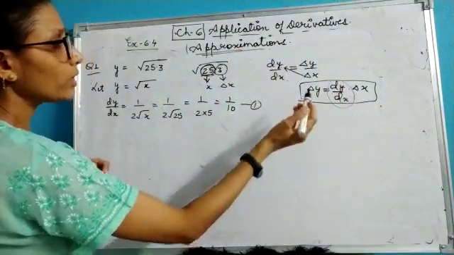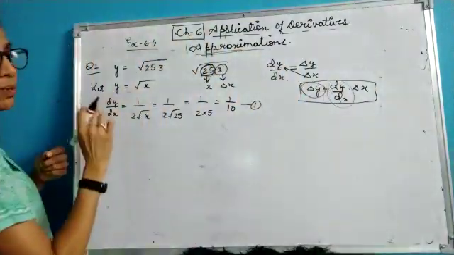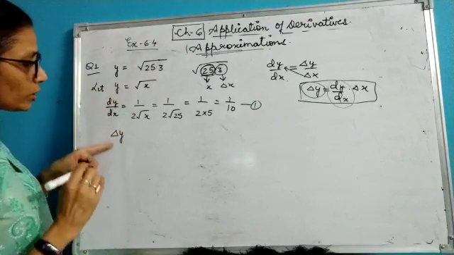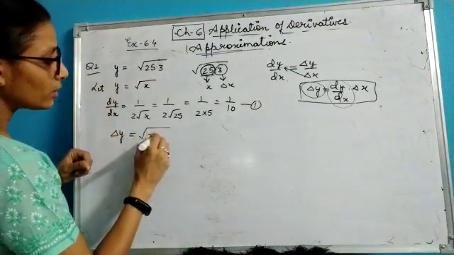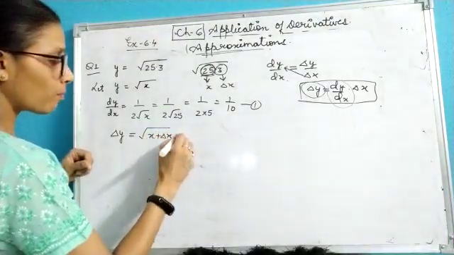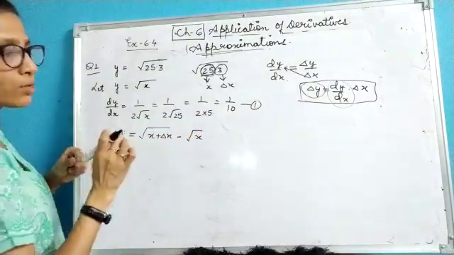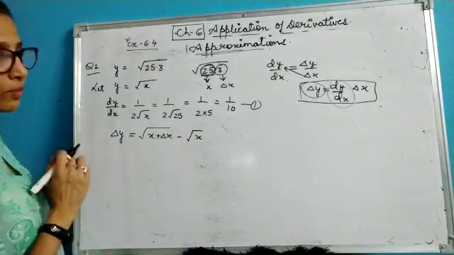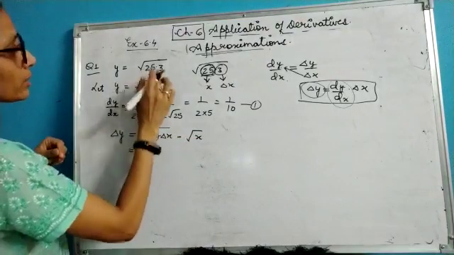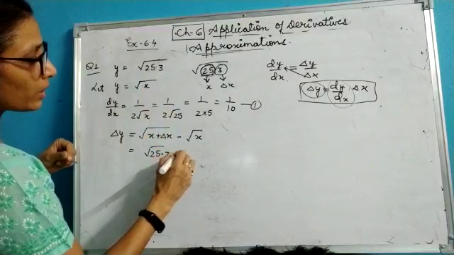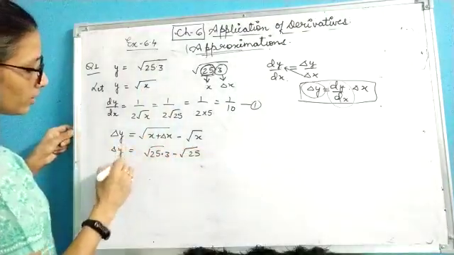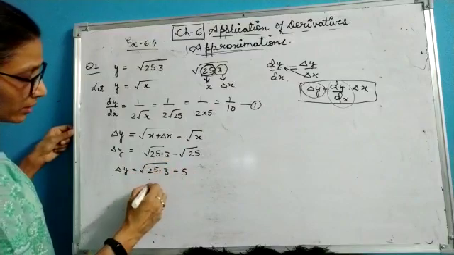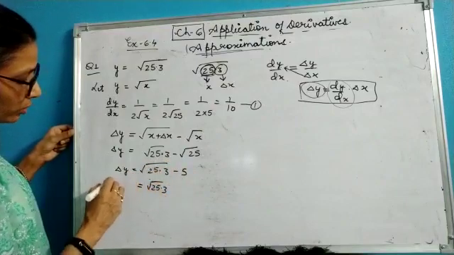Now, if I want to calculate the small change in the value of y, I will write it as root of x plus del x minus root x. That means this is the increased value and this is your original value. So if you subtract your original value from your increased value, then you will get a small change in y. Here x plus del x is 25.3 and x is 25. This is your del y. So I can write del y equal to under root 25.3 minus 5, or I can write under root 25.3 will be equal to del y plus 5.